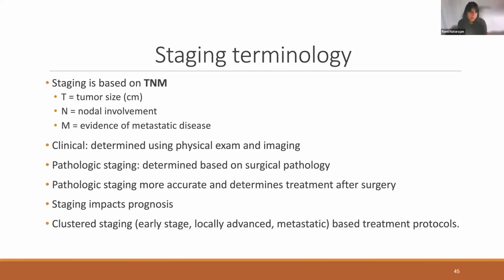So the pathologic staging is determined based on the surgical pathology. After the surgery is done, we can really look at the size of the tumor and how many lymph nodes are involved. Generally this is considered to be more accurate than the clinical staging, although when we give treatment in the neoadjuvant setting, this obviously changes what we see at the time of surgery. Pathologic staging often determines the treatment after surgery and impacts prognosis.